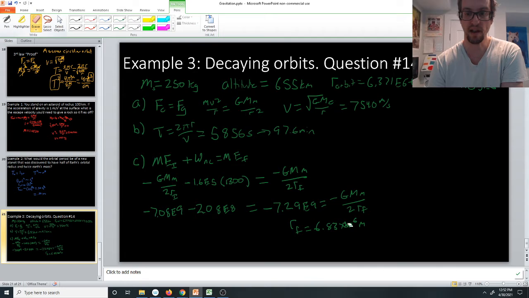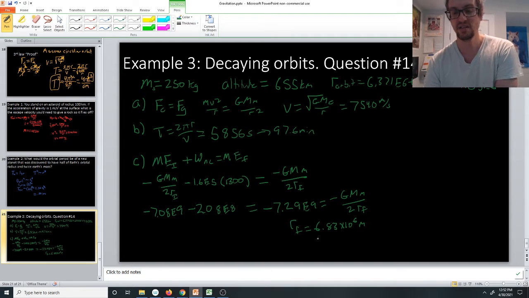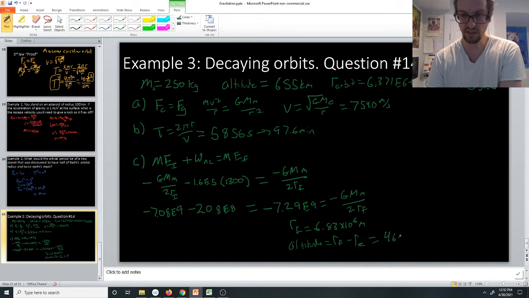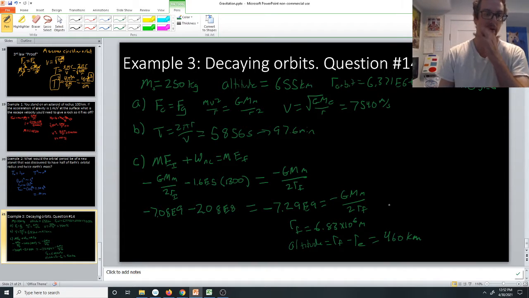Now that's not my answer. This is one of the ways people get this problem wrong all the time: they plug this answer in. This is radius, not altitude. So your answer, your altitude, is going to be that R final minus the radius of the Earth, and that's going to come out to be 460 or so kilometers for me, depending on exactly how much you rounded.